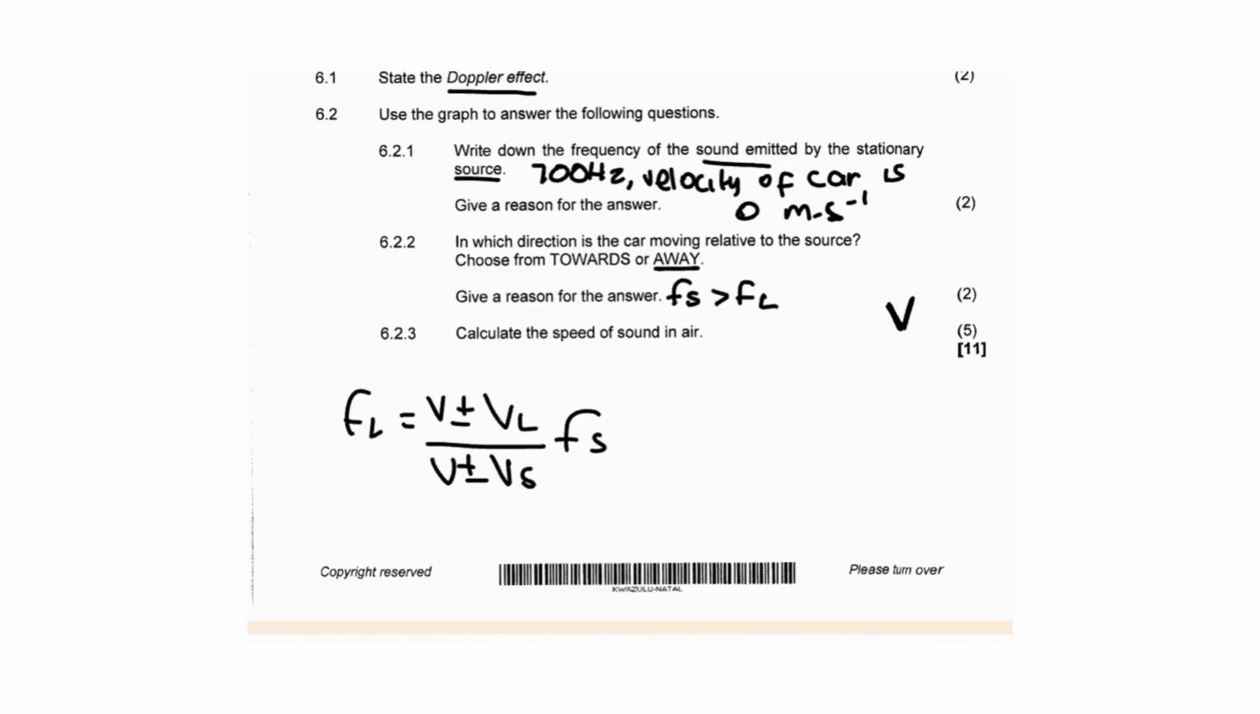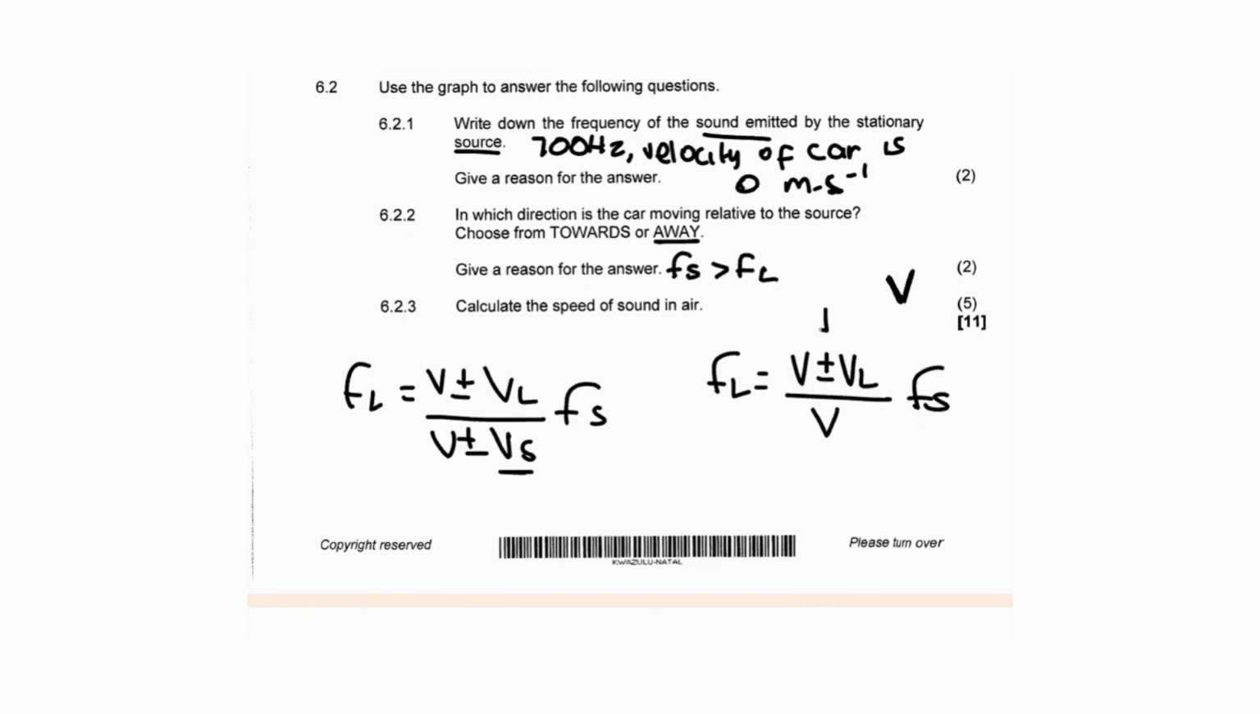We need to remember, guys, with this equation, that's where you have to decide if you're using plus or minus. Firstly, because our source is not moving and the listener is the one that's moving, FL equals V plus or minus VL over just V, because the velocity of the source is 0 since the source is not moving. Then we have to sort out the sign. We stated in 6.2.2 that because the listener is moving away, we expect the frequency of the source to be greater than the frequency of the listener. So we want FL to be smaller.